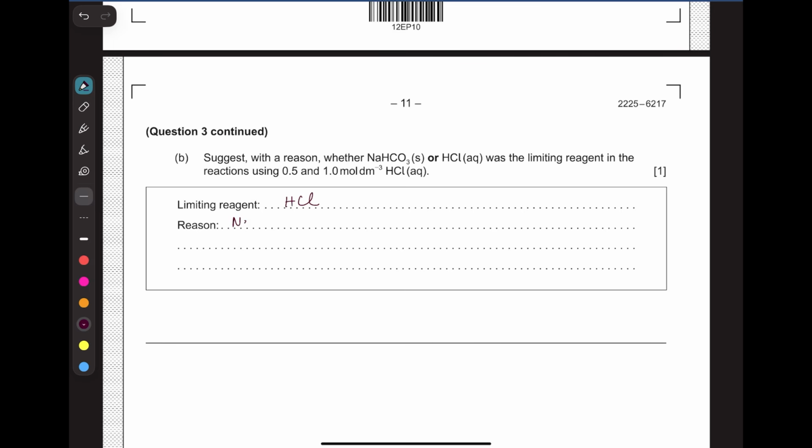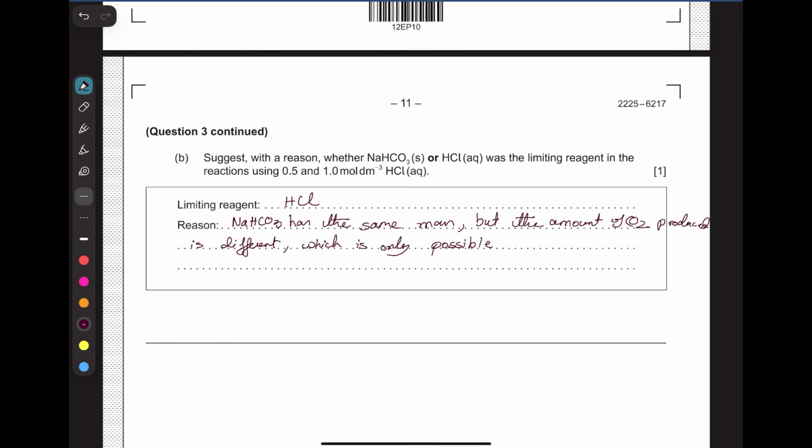And the reason would be: NaHCO3 has the fixed mass, or has the same mass, but the amount of CO2 produced is different, which is only possible if HCl is the limiting reactant. Because we are only changing the concentration of HCl.